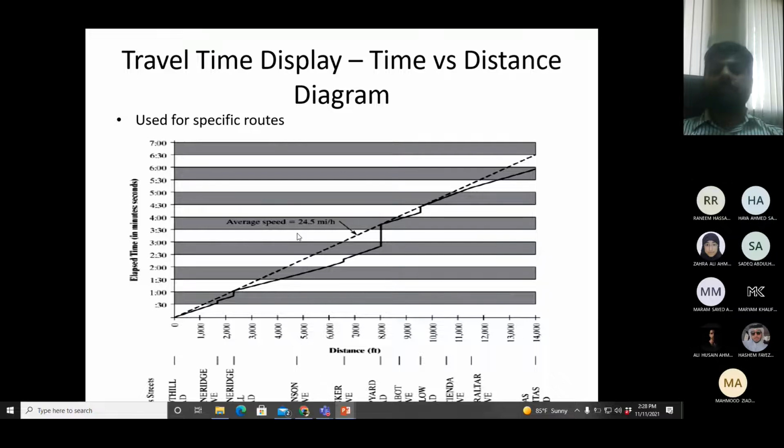So what did they do? They found the average speed, and then whatever average speed they got, they took its inverse. So the average speed was 24.5. They took the inverse of 24.5, and using that inverse value, they plotted a line from 0. So the inverse of this value became the slope of this line. First they found the average speed, total distance upon total time, then they did the inverse. The inverse became the slope of a line, and they plotted the line equal to that slope from 0 onwards.